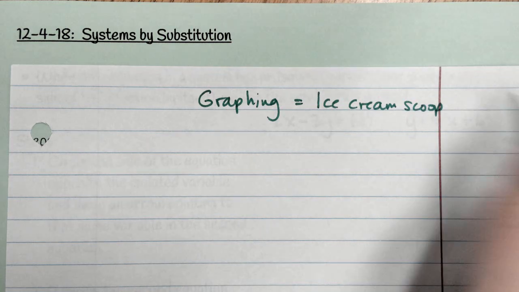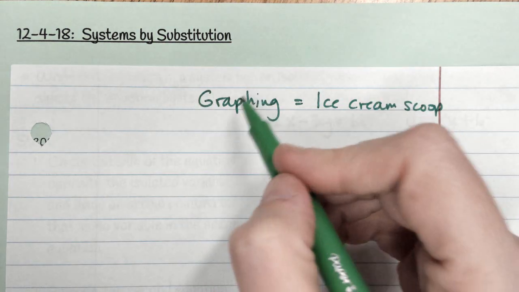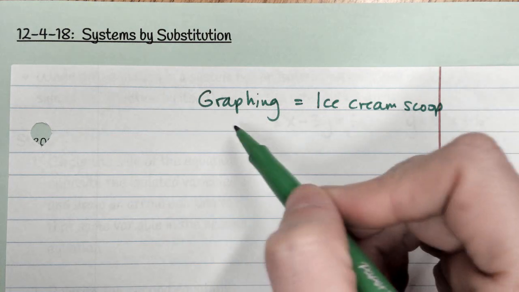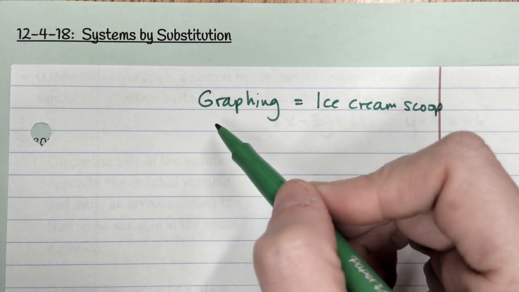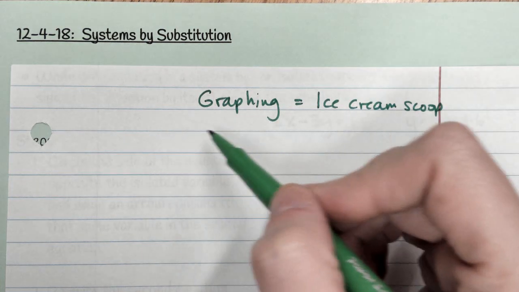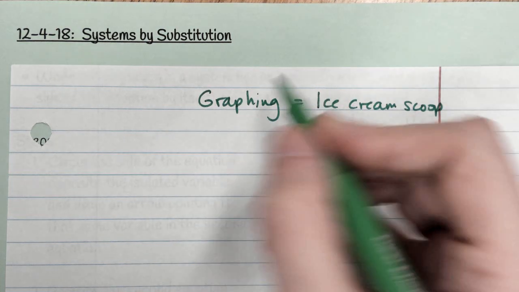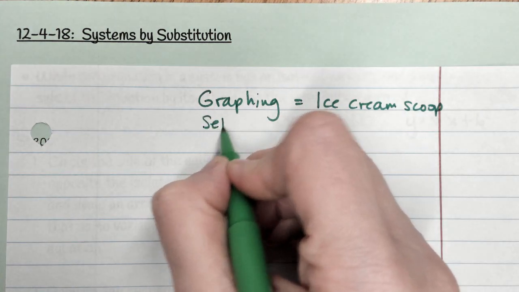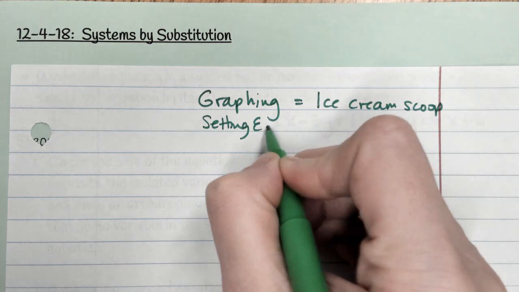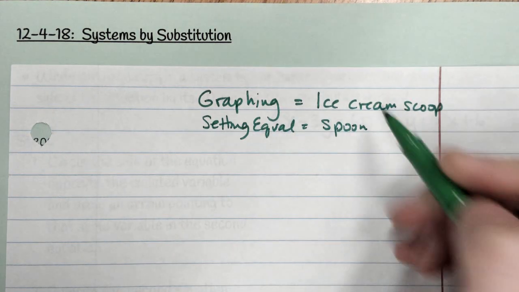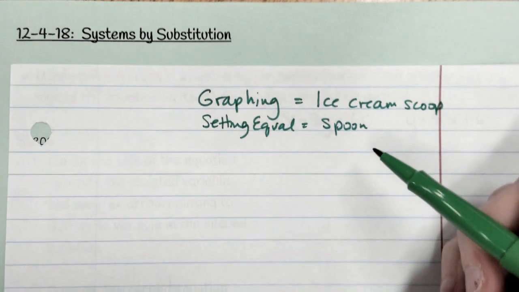Okay. Now, if graphing doesn't work, so maybe I use graphing when I have two equations that are in slope-intercept form. So let's say I have two equations that have x by themselves, or when I try to put them in the calculator in slope-intercept form, when they're in y equals mx plus b format, I get a weird answer. Well, then I'm going to get a more fine tool. I'm going to use setting equal, which is a spoon, right? Because I can get a little bit more close to what I want if I use a spoon.